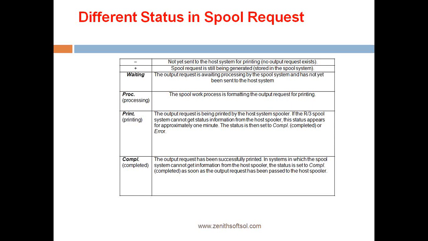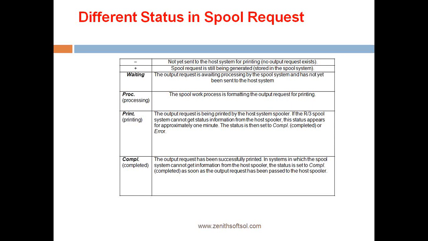In waiting, the output request is awaiting processing by the spool system and has not yet been sent to the host system. As I told you, like in the work processes, there will be a minimum of one spool work process. So if more than one user is trying to print at the same time, the dispatcher will hold the other users in a queue. Once the user who gave the print request first is served, it will get printed.